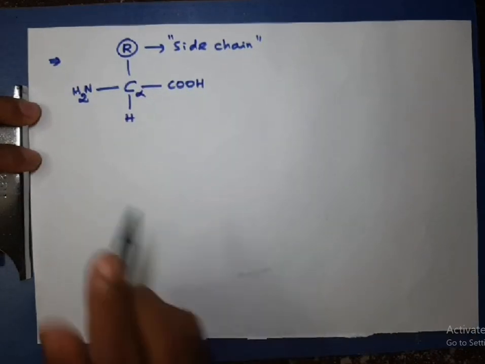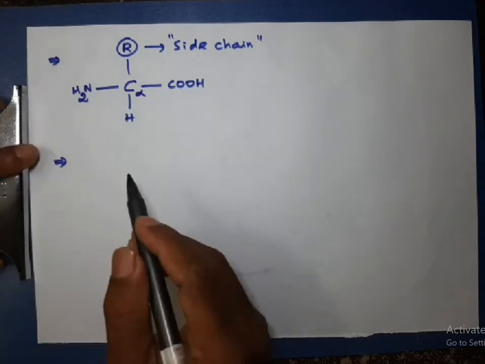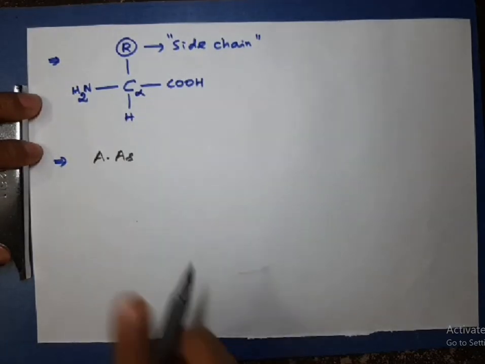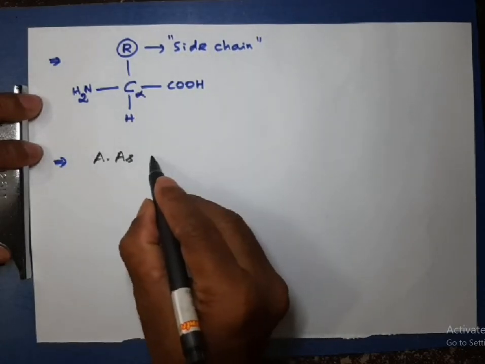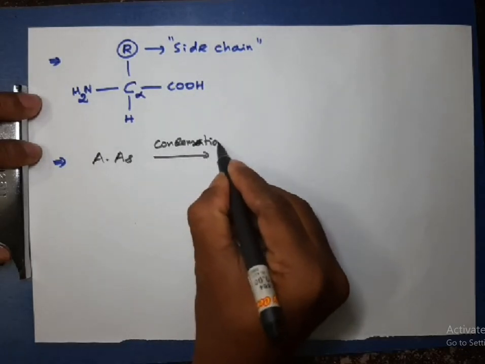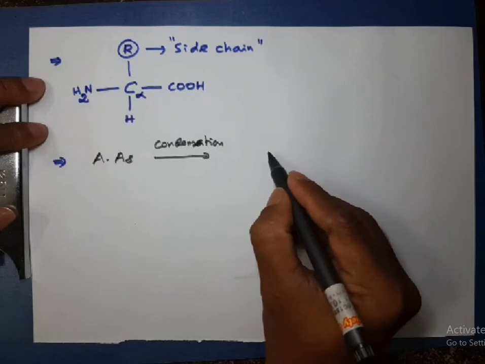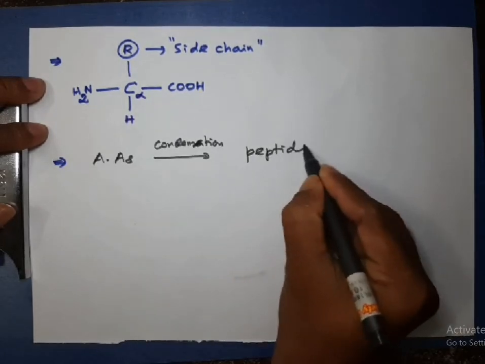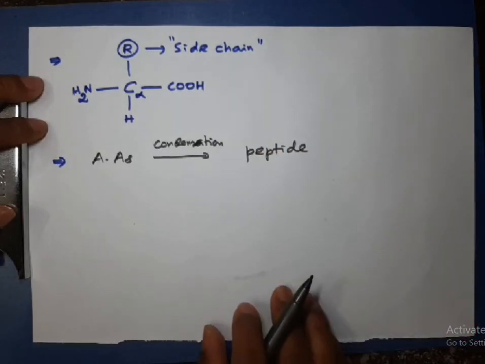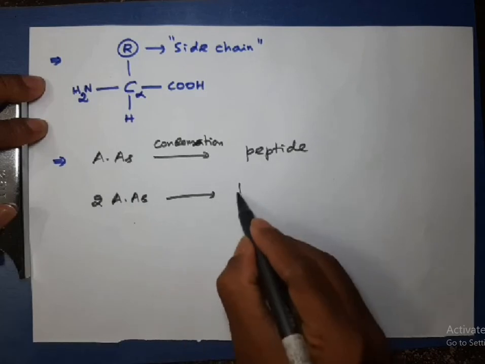Then the next point is peptides. When amino acids, let me write shortly as AAs, combine or condense, we call that reaction a condensation reaction. Through condensation reaction, these amino acid molecules join together by means of what is called a peptide linkage, and the compound obtained is called a peptide. This peptide consists of one or more peptide linkages. Last class we discussed all these things: if two amino acid molecules combine, you will get what is called a dipeptide.